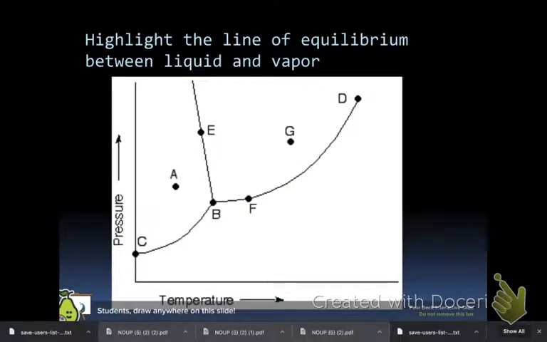So if we were to highlight the line of equilibrium between a liquid and its vapor. Remember, we always have solid, liquid, gas. So the line of equilibrium between those two, that would be right here.